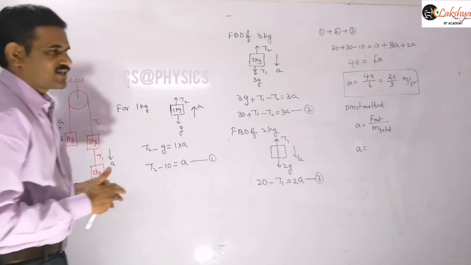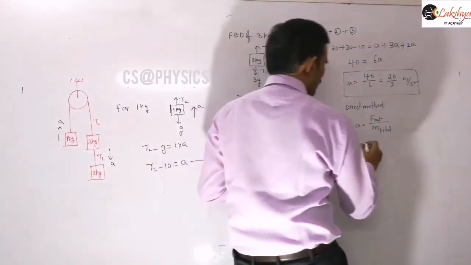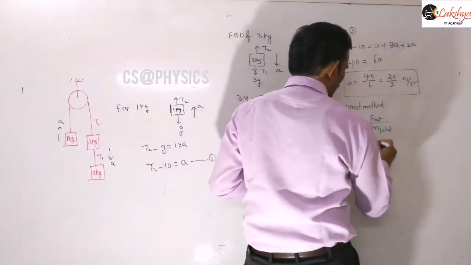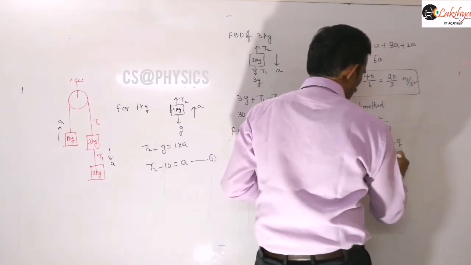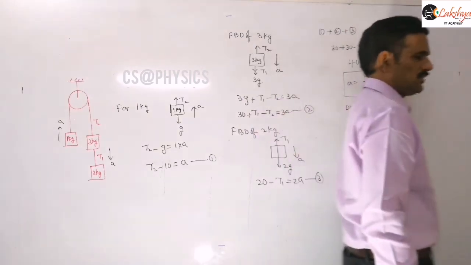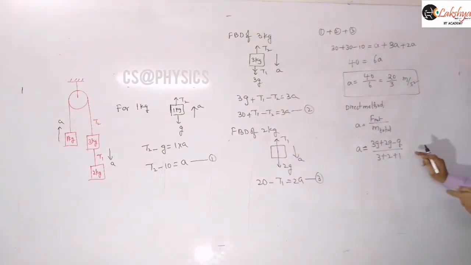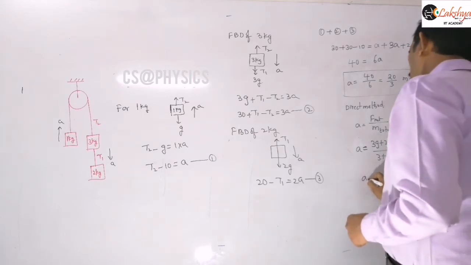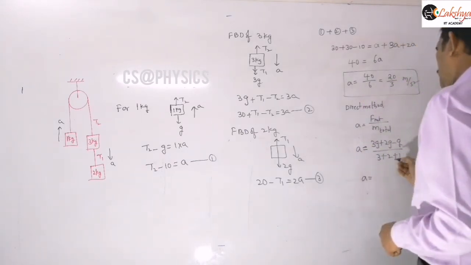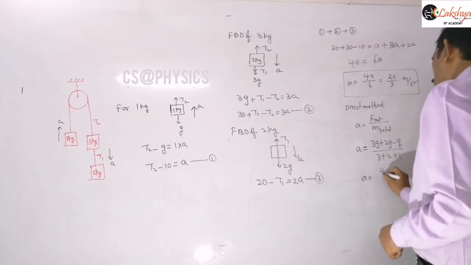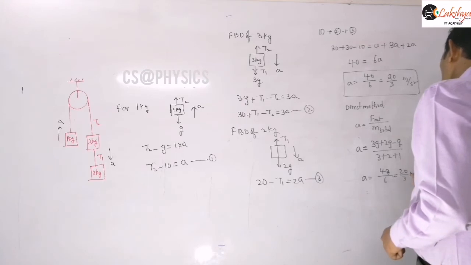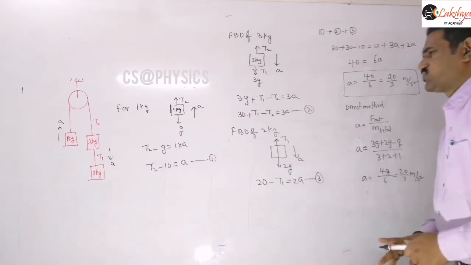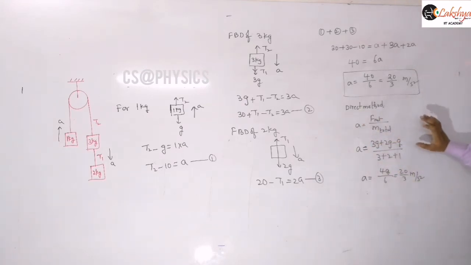So the net accelerating force we need to write as 3g plus 2g minus g, divided by 3 plus 2 plus 1. Right? So the net accelerating force divided by the total mass in motion, and therefore this will be equal to 4g by 6, which is nothing but 20 by 3 meter per second square. So it is a direct method, you can answer this directly here.